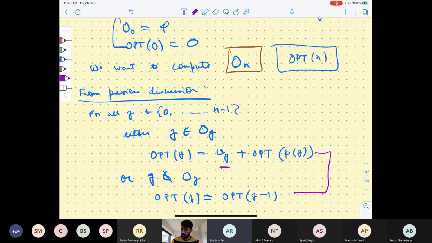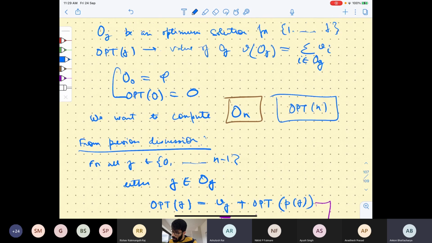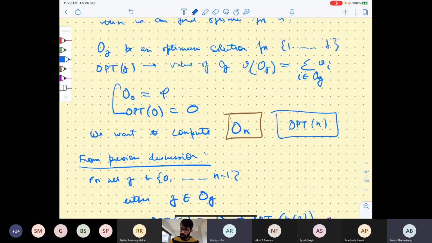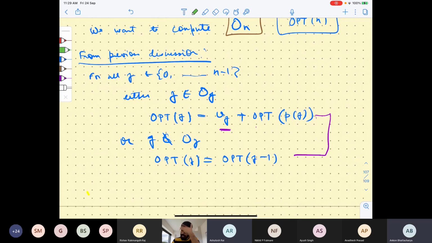Sir, could you just explain what OJ is? I just got confused. It is just a subset of 1 to j, you don't go till n. It is a subset of 1 to j that is disjoint and has maximum value. Okay, got it. Thank you. Any other question?